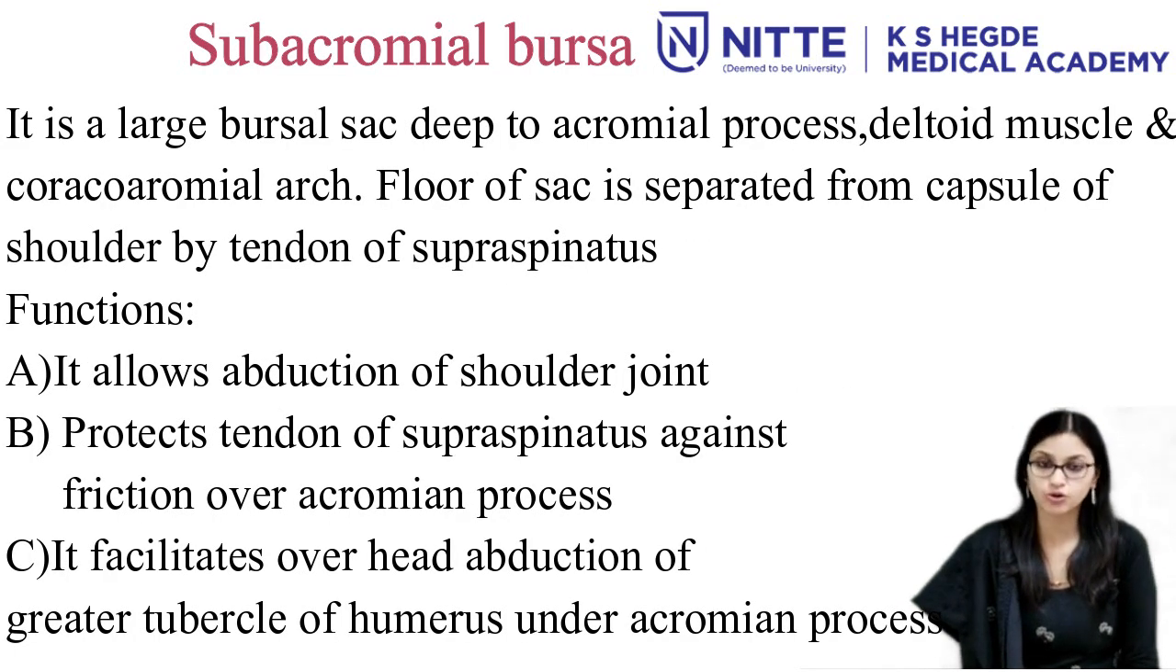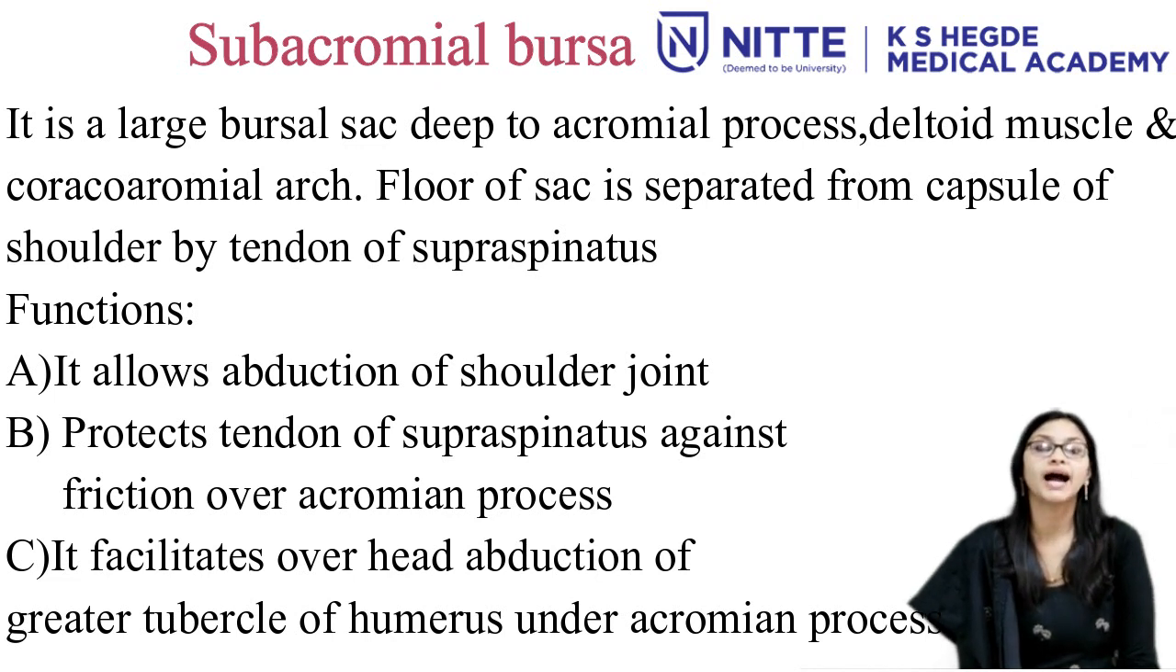Talking about the subacromial bursa, it is a large bursal sac present deep to the acromion process, deltoid muscle and the coracoacromial arch. It is the largest bursa seen in the body and it is shaped like a hen's egg. The floor of the sac is separated from the capsule of the shoulder by the tendon of supraspinatus.